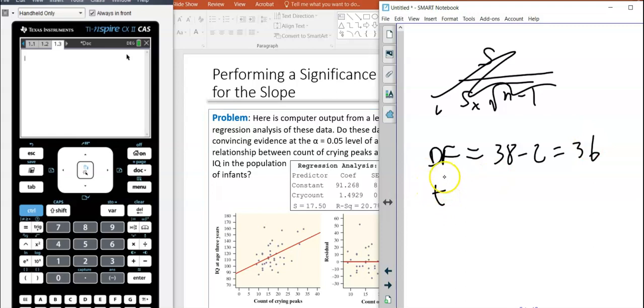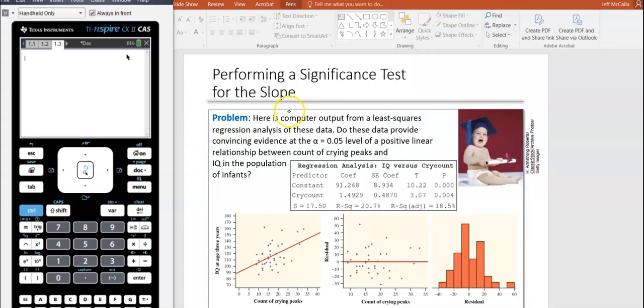Put the t value. If you look at this one, the y-intercept is 91.268. The slope is 1.49. It's important you recognize the slope. If you look at that second row, all the numbers to the right of the slope are talking about the slope. All the numbers to the right of the y-intercept are talking about the y-intercept.